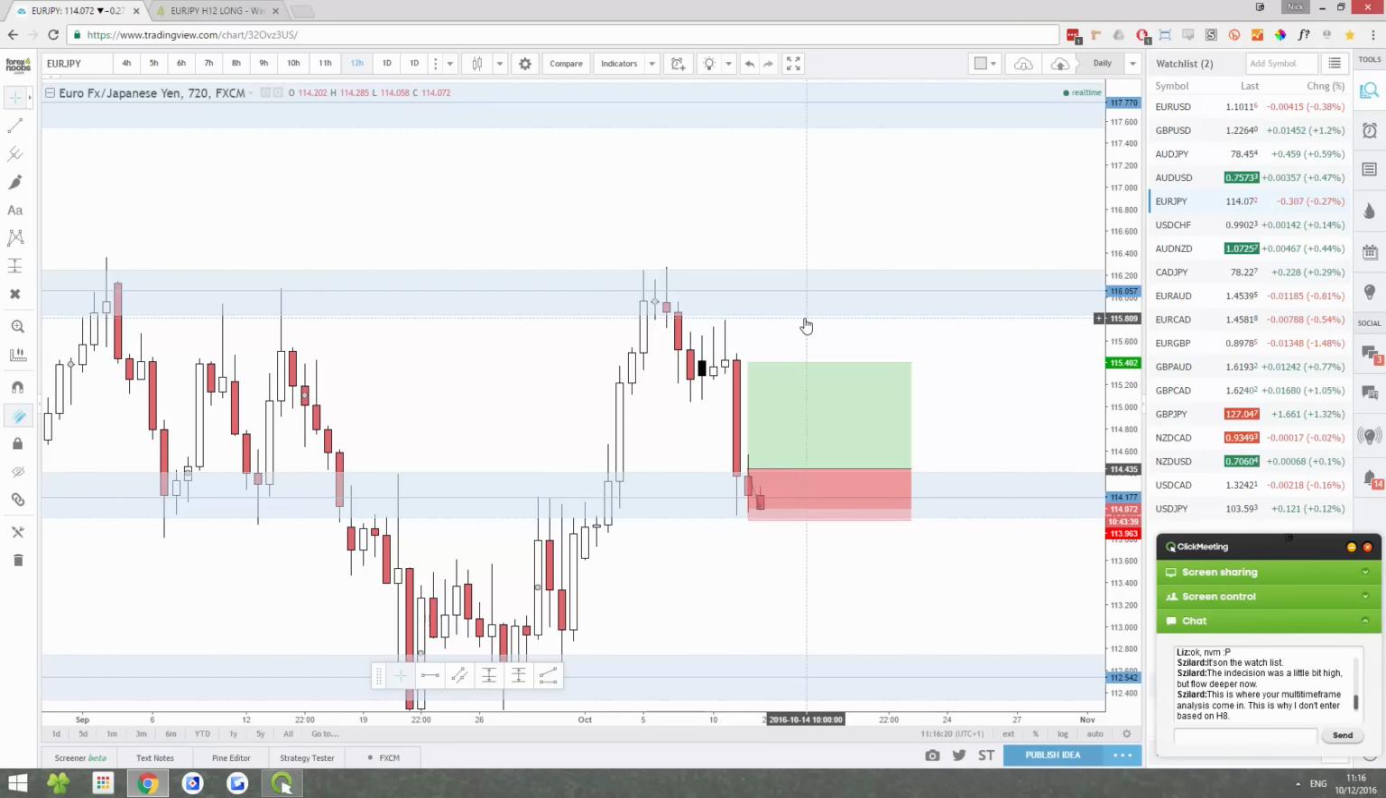Yeah, exactly. That's why multi-time frame analysis is important. If you entered on the 8 hour, you would definitely have jumped the gun on this one. This one, it was important to go up to the 12 hour. So it's a good thing you did.